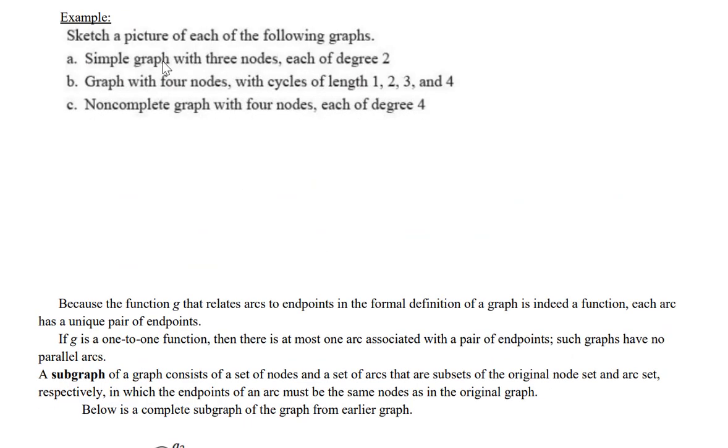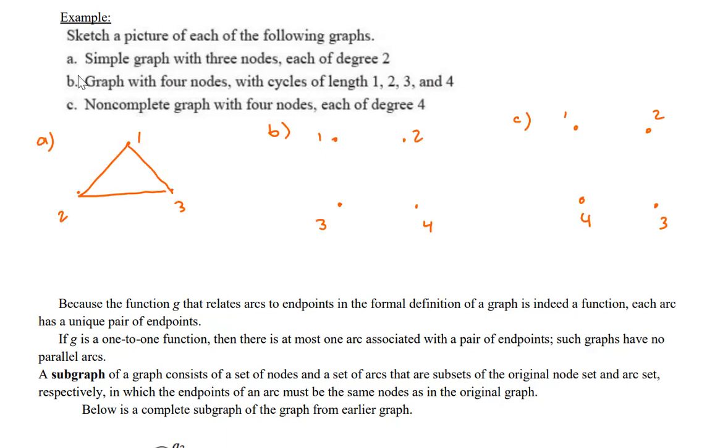Let's see this example. Read the question, and I would like you to stop the video and try it yourself. What we have here is asking us to sketch the picture of each of the following graphs. For A, we want a simple graph. So review, what is a simple graph? With 3 nodes, each node will have 2 degrees. Think about it. For B, I will need to draw a graph with 4 nodes with cycles of length 1, 2, 3, and 4. And for C, we want a non-complete graph with 4 nodes, each with degree 4. So stop the video and try this and let's see what you can get.